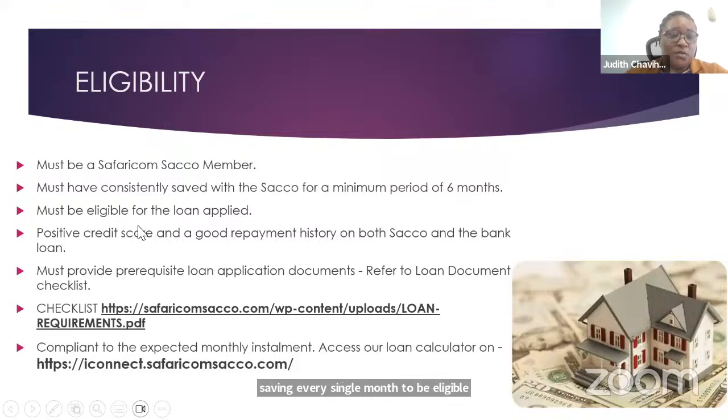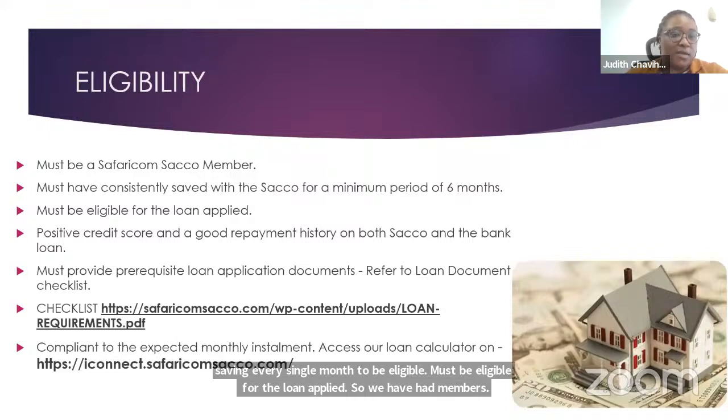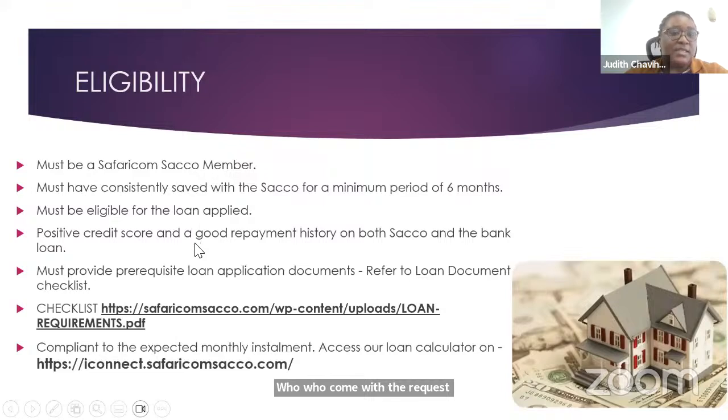You must also be eligible for the loan applied. We have had members who come with the request that we grant them loan facilities, and they say the collateral can cover the loan. For example, they say they have collateral of 10 million and they're only requesting for 5 million, but they're not eligible to repay the loan. So eligibility comes first in terms of you being eligible for the loan that you're requesting for.